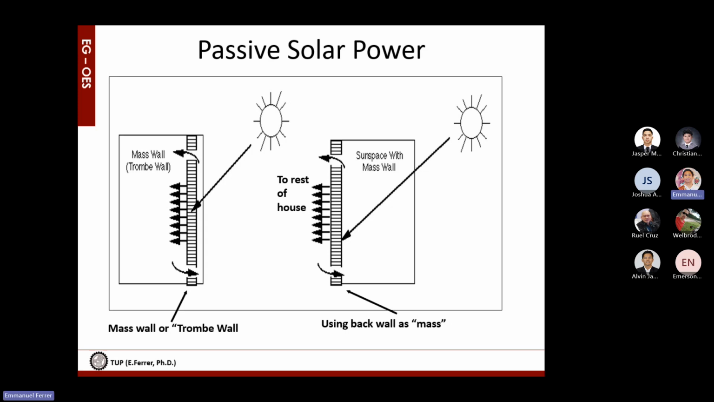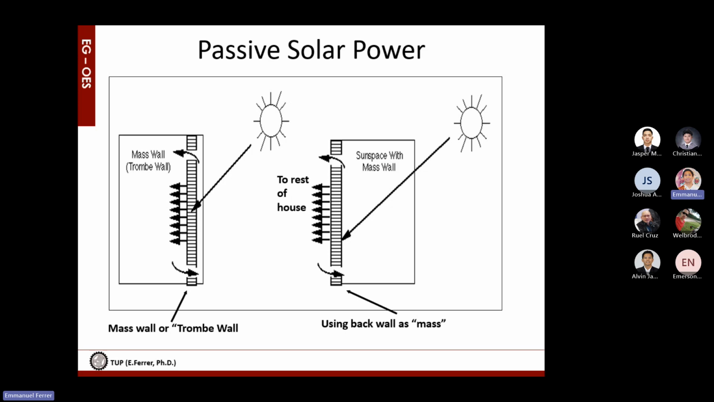Dito sa design, dalawa yung configuration. Merong pinapapasok yung init, meron namang pinapalabas yung init. So, siyempre, ang ideal kapag winter ay papasukin mo yung init, di ba? Pag summer naman ay palabasin mo yung init. So, yung design ng bahay mo dapat nakaayos based on the season.